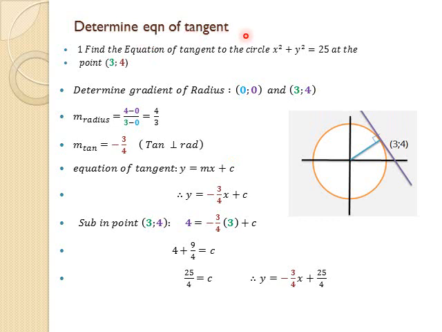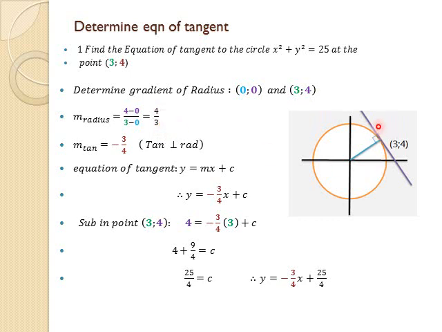Right, determine the equation of a tangent. Find the equation of a tangent to a circle centered at the origin, because it says x squared plus y squared equals 25, at the point (3, 4). Right, so (3, 4) is the point where the radius and the tangent meet. So first we have to get the gradient of the radius. It's centered at the origin, so it is (0, 0), and the point is (3, 4). So gradient of the radius, 4 minus 0 over 3 minus 0, gives me 4 over 3.